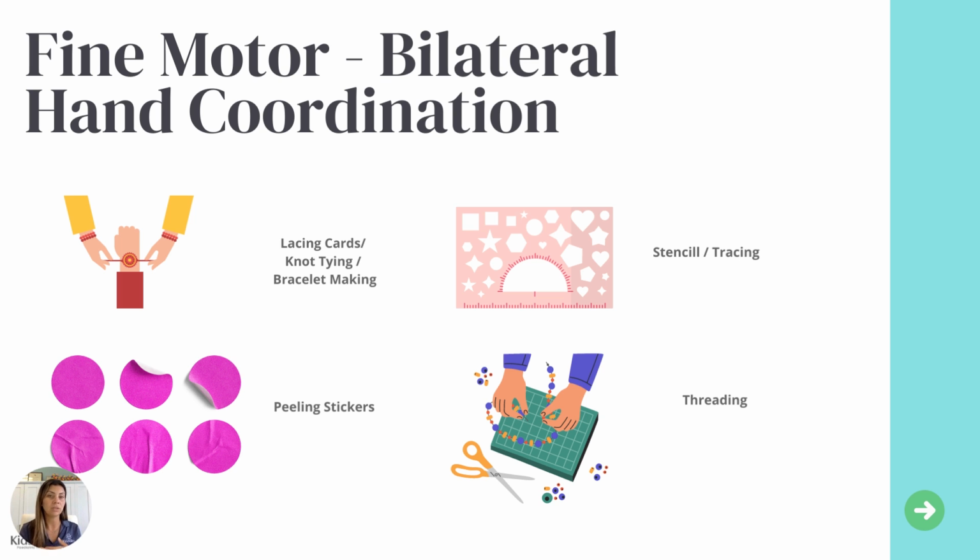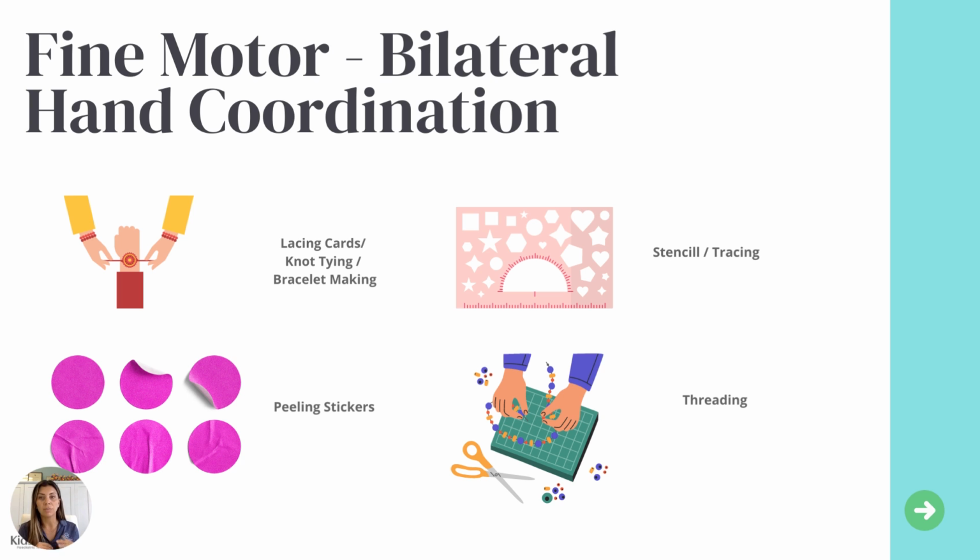Another one would be stencils and tracing. I love this activity because the result actually does depend on how well you're able to stabilize with that one hand. So I do a lot of tracing with the kids, and they seem to like it. Peeling stickers, the ability to put the appropriate amount of pressure onto the base of the sticker and then peel the sticker off. And then threading, so threading macaroni or beads, anything we want.